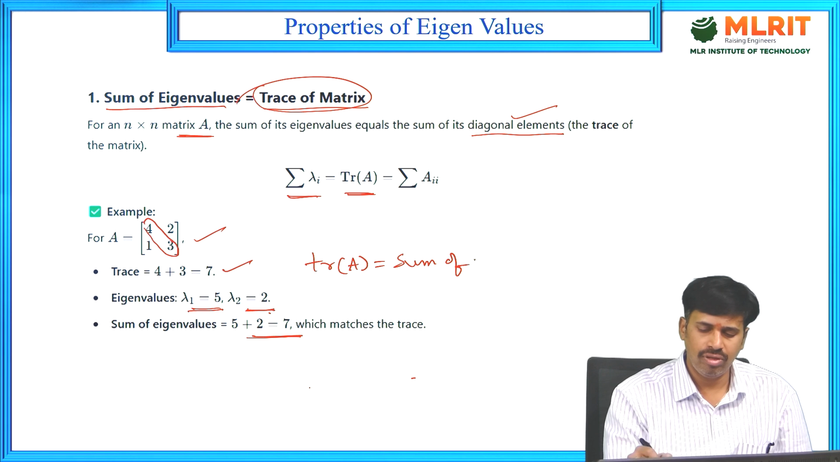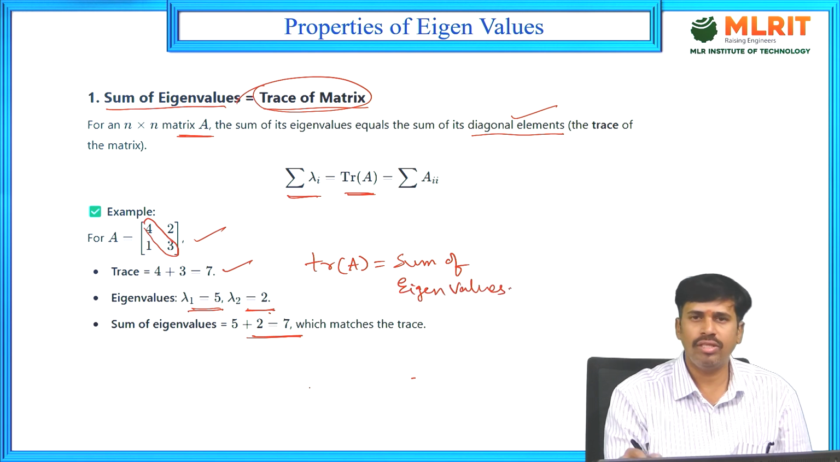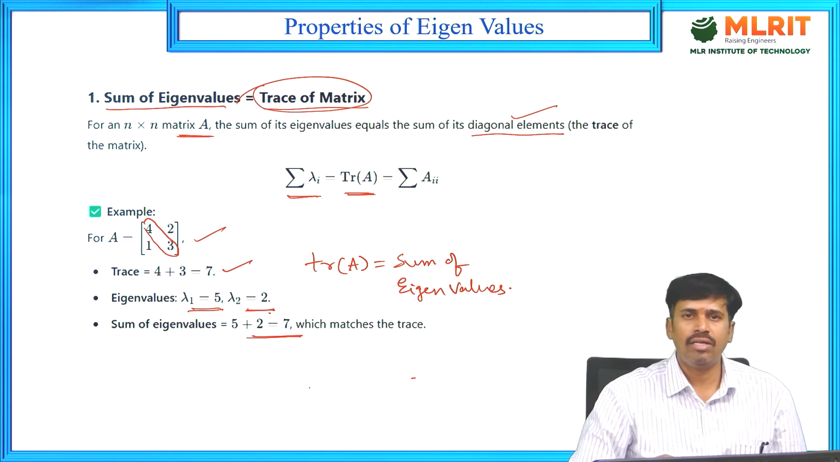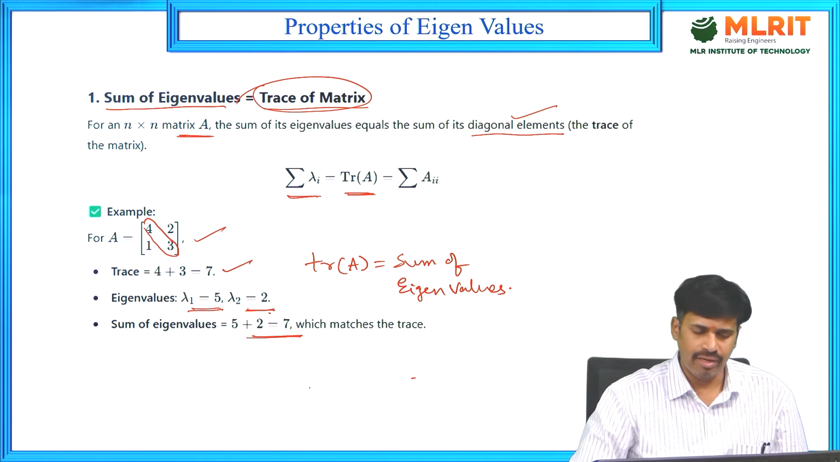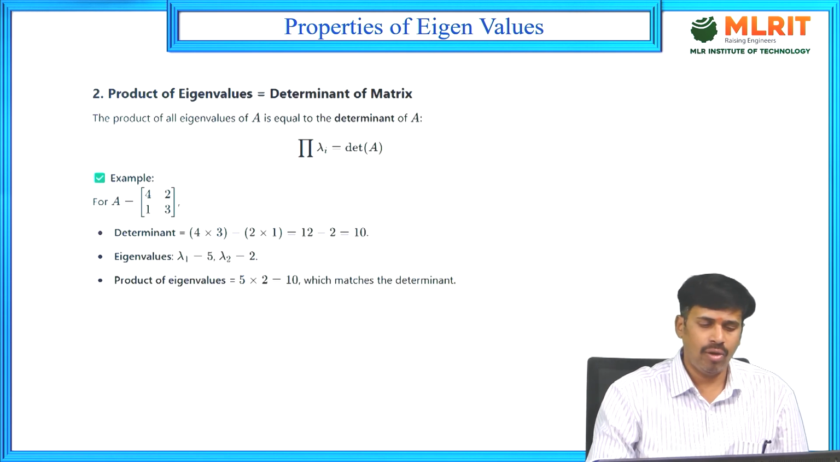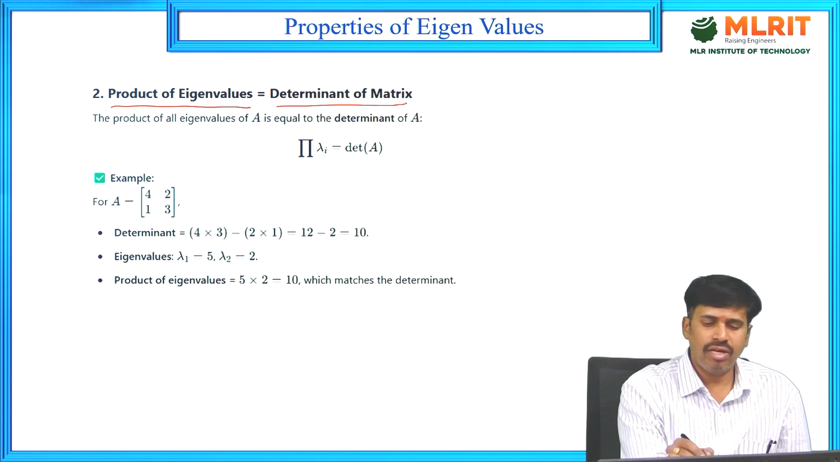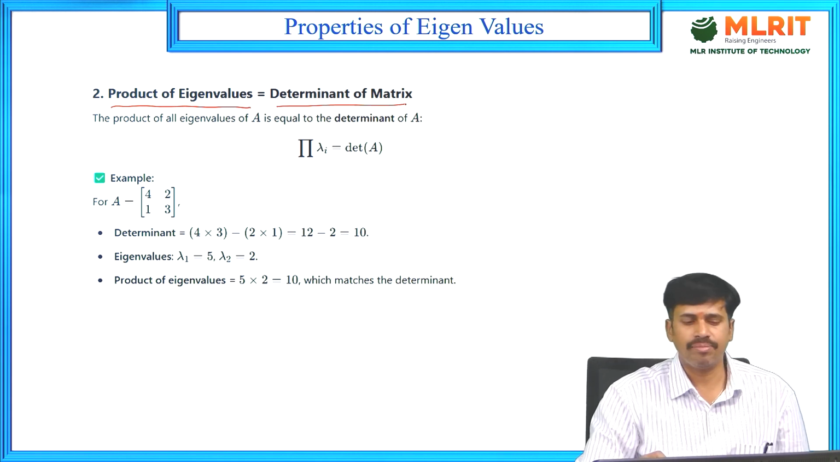For any matrix, not only this matrix, this property holds good. If you add all the diagonal elements, that is the trace of A, and that should be equal to the sum of eigenvalues. This is one property. Now coming to the second one: the product of eigenvalues is equal to the determinant of the matrix. For any given matrix, you know how to find the determinant and the eigenvalues. If you multiply all the eigenvalues, that should be equal to the determinant.